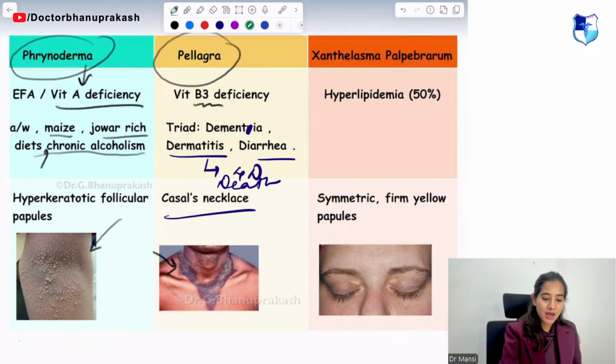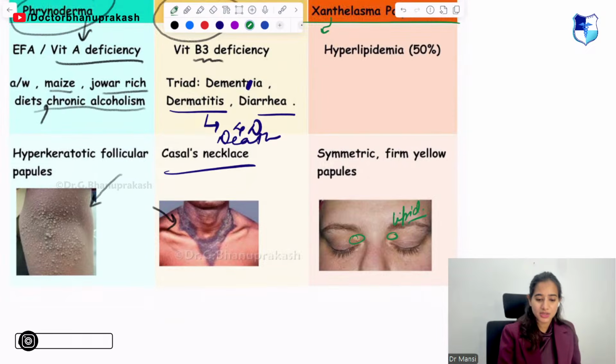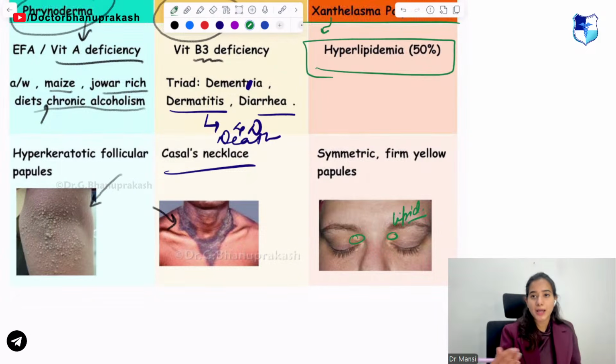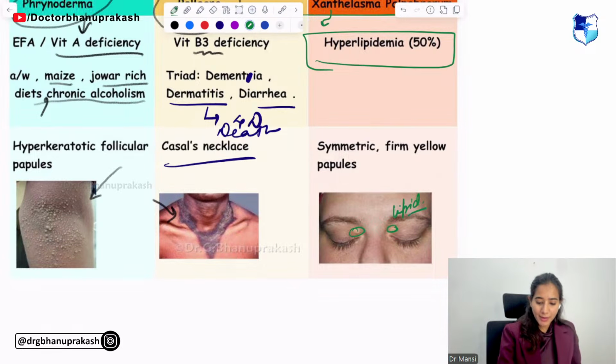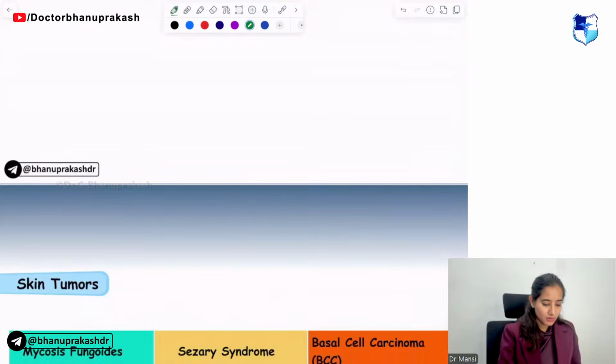Okay. Then we have xanthelasma palpebrarum. The name itself is telling you, this word xanthal is suggesting this yellow kind of deposition, so lipid. This is often a condition when people come with this. This is more of a cosmetic kind of disfigurement in the patient. Because of hyperlipidemia, people develop this yellow kind of nodule or papule on the eyelid. So that is all about this.